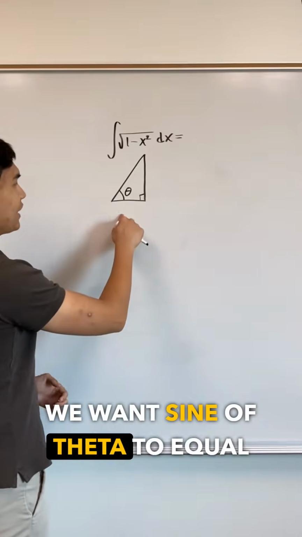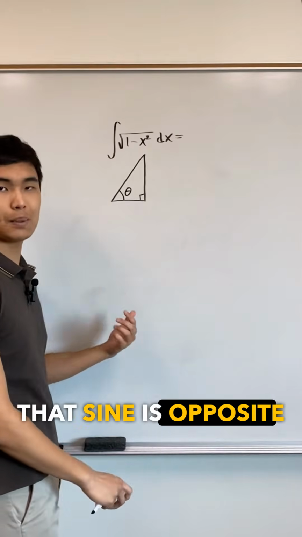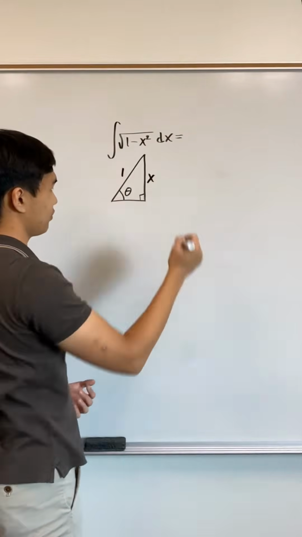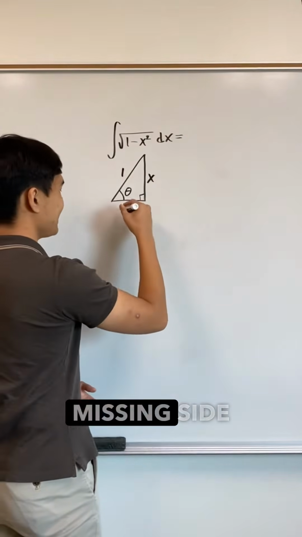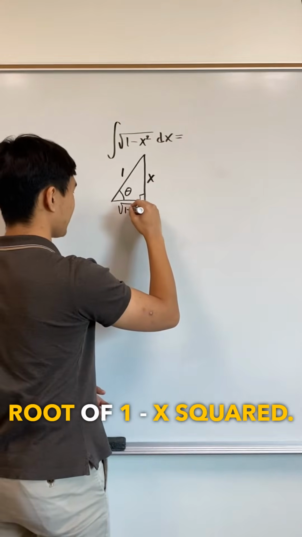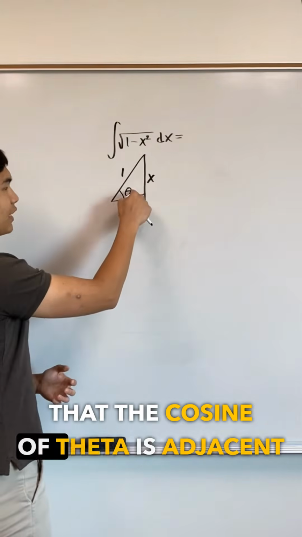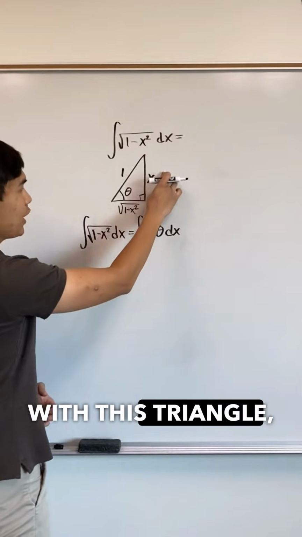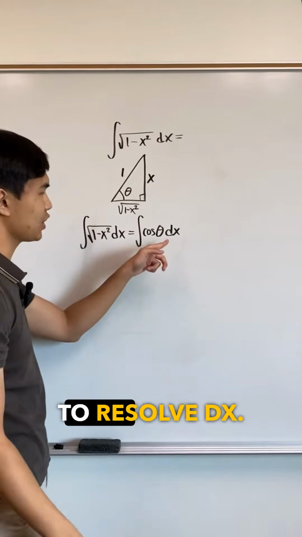We want sine of theta to equal x. And remember that sine is opposite over hypotenuse, so the opposite here must be x and our hypotenuse has to be 1. But then using the Pythagorean theorem, we see that this missing side is the square root of 1 minus x squared. And we also know that the cosine of theta is adjacent over hypotenuse, so the cosine of theta is actually just this. With this triangle, we're able to make this argument, and we just have to resolve dx.